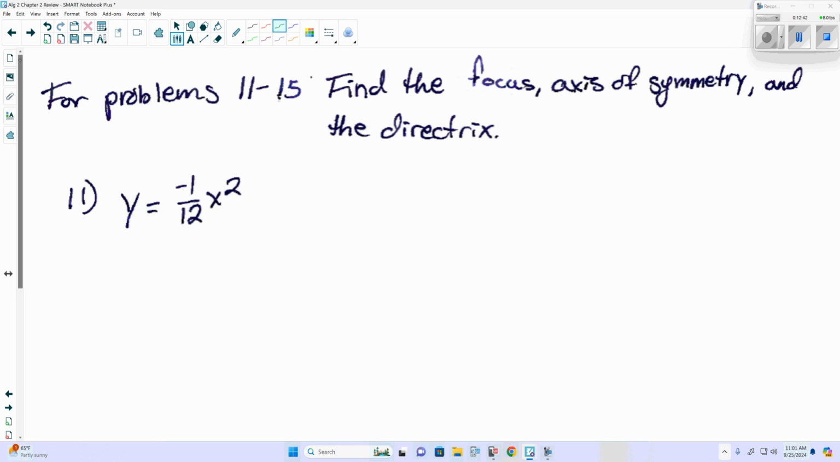Looking through 11 through 15, is there one of those in particular that y'all want to look at? Or had questions? Number 15. This one here.